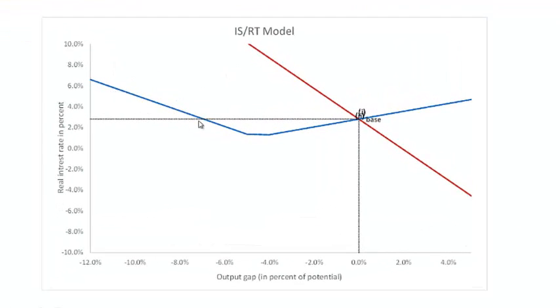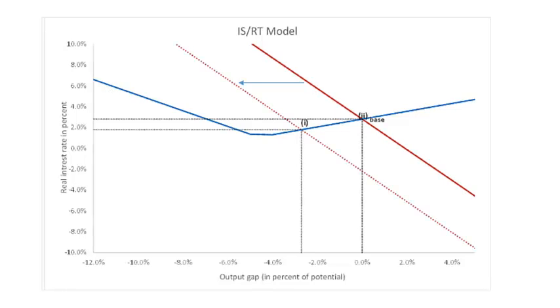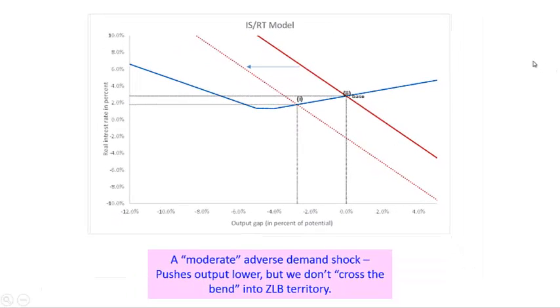We're going to have once again the output gap on the horizontal axis, the real interest rate on the vertical axis. We're going to reintroduce our IS curve, which tells us about equilibrium in the market for goods and services, and we have our full RT curve. Right now we're in normal times, positive territory, zero output gap, but we also have our zero lower bound territory over to the left.